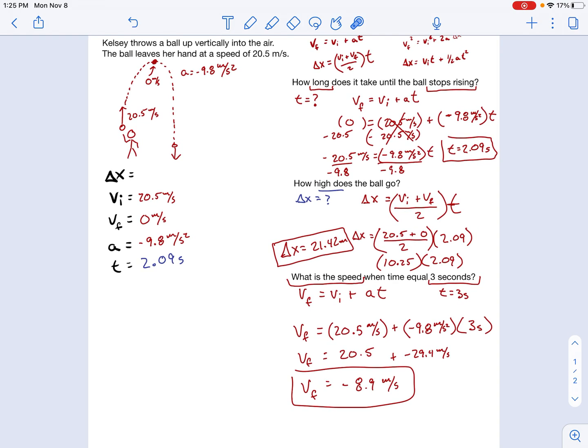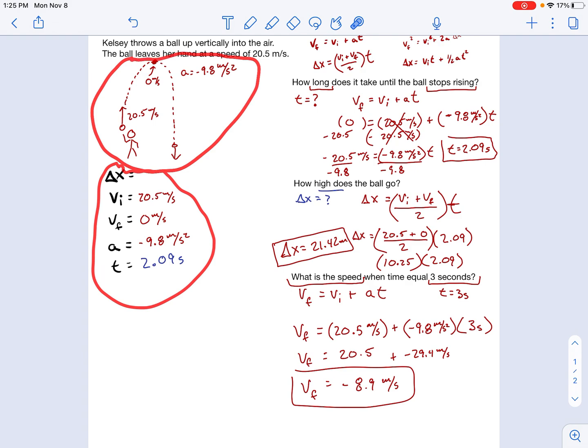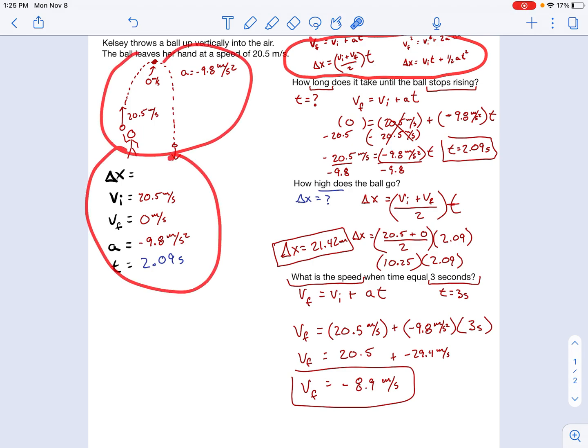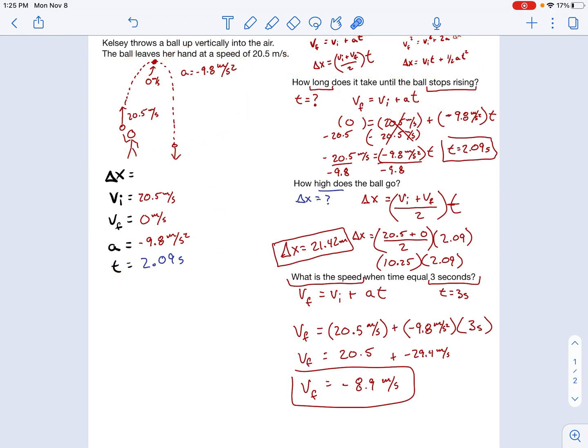Just a reminder, the first thing you want to do is list the information that was given, include a picture of the scenario, then find which of the kinematics you're going to use, write that down, and then you just plug in your numbers and solve using algebra.